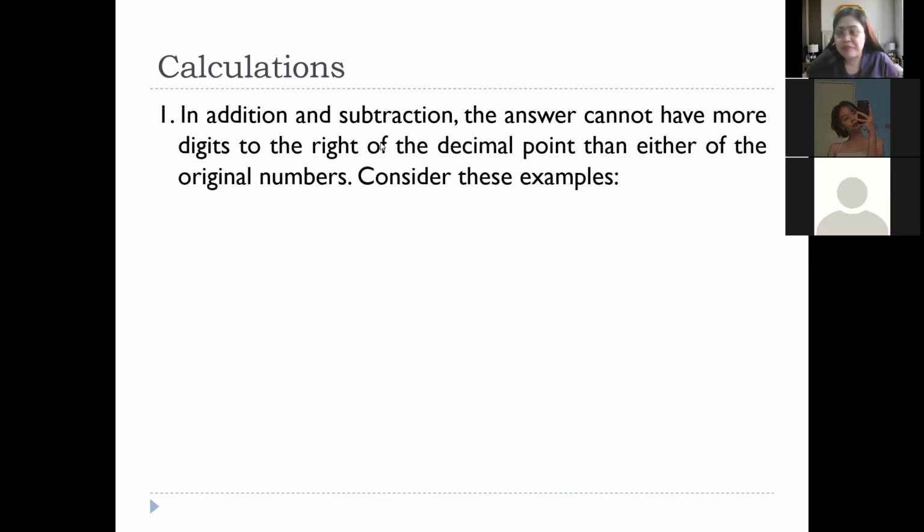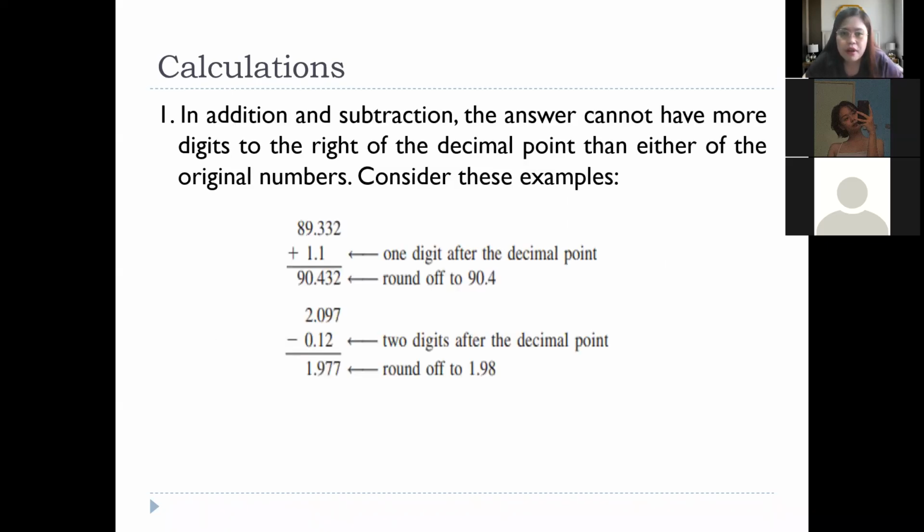Review lang gihapon class. So number 1, in addition and subtraction, the answer cannot have more digits to the right of the decimal point than either of the original numbers. So to have it in simpler terms, pag mag-add tayo and mag-subtract, yung final answer natin will follow the least number of decimal points.